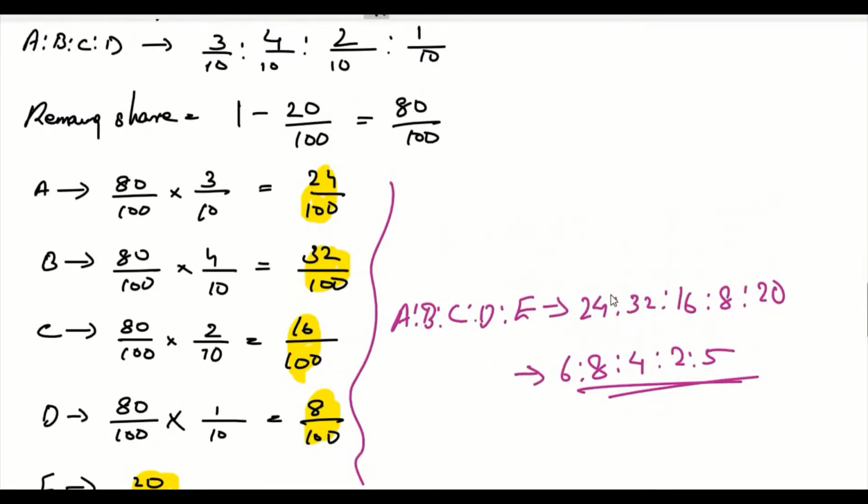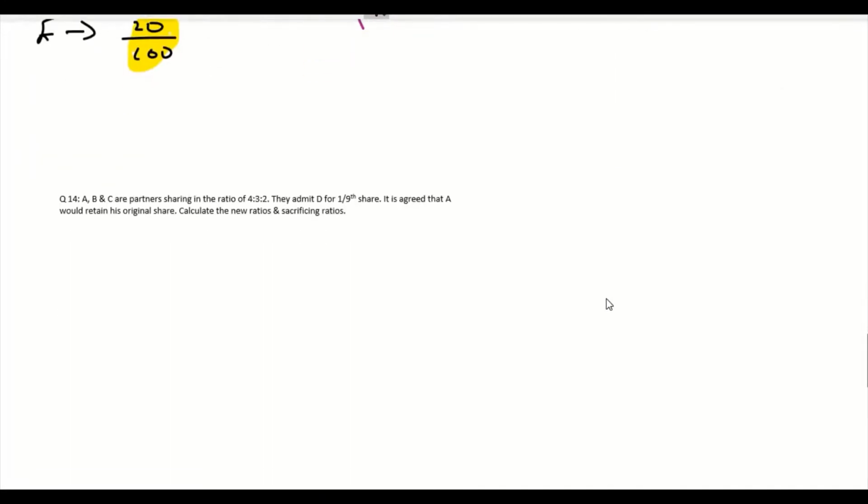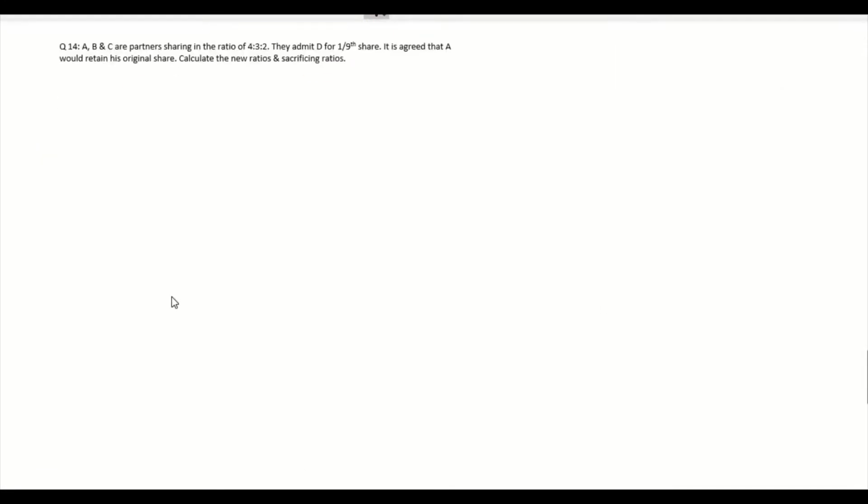Okay, let's move on to the next question. Question number 14. A, B and C are partners sharing in the ratio of 4 is to 3 is to 2. They admit D for 1/9 share. It is agreed that A would retain his original share. Calculate the new ratios and sacrificing ratio. So we have three partners, A, B and C. Their profit sharing ratio is 4 is to 3 is to 2.